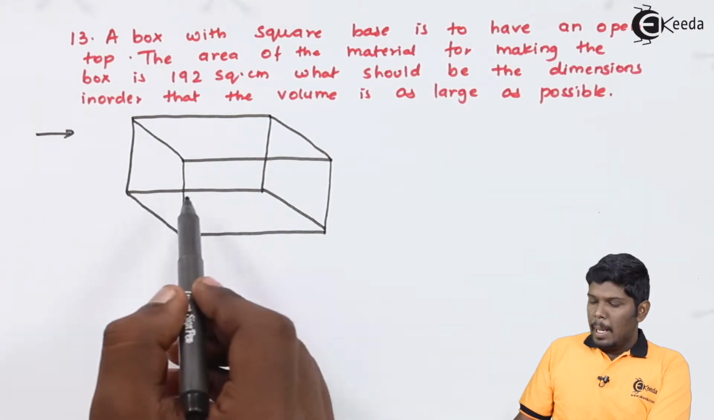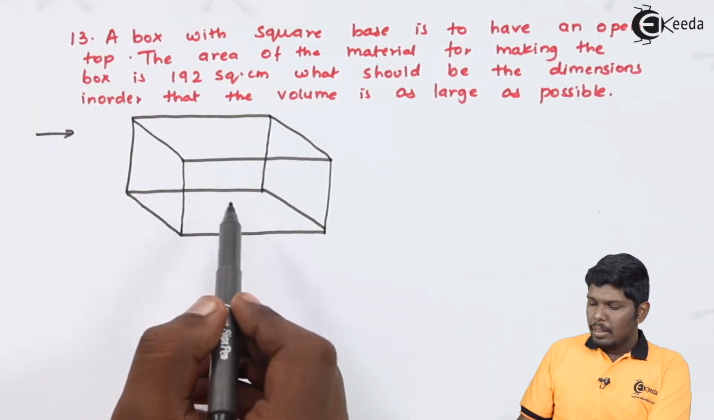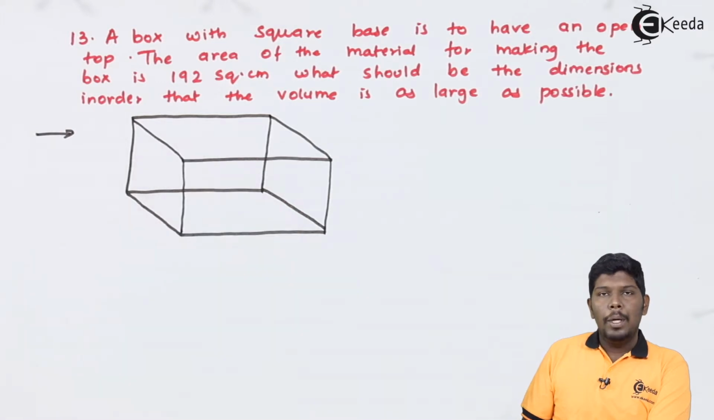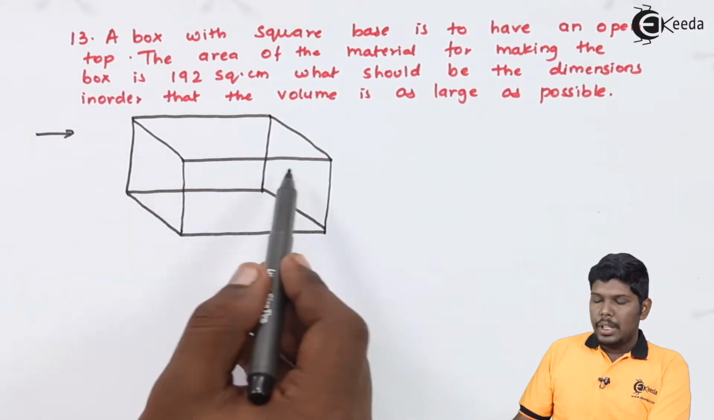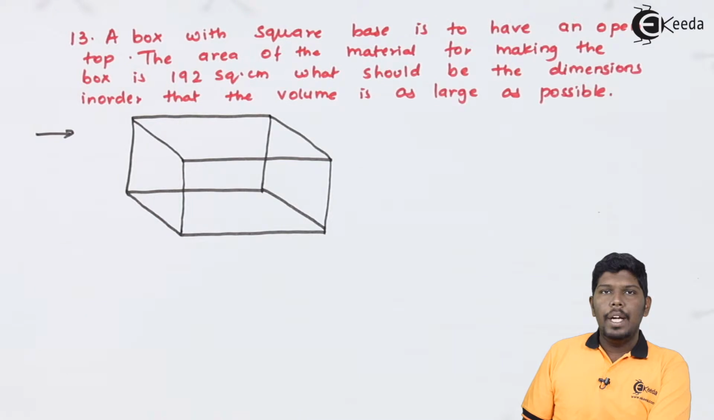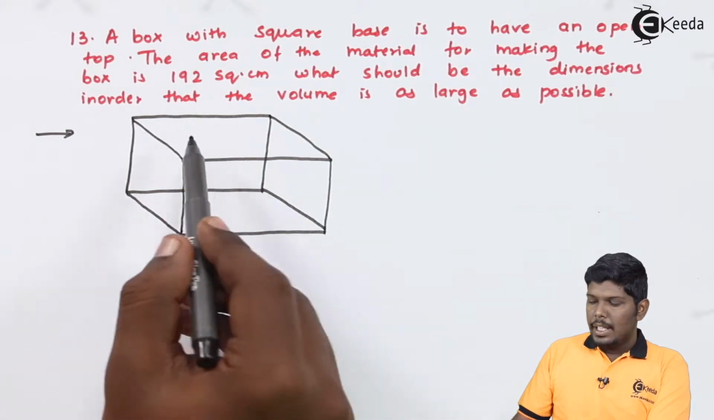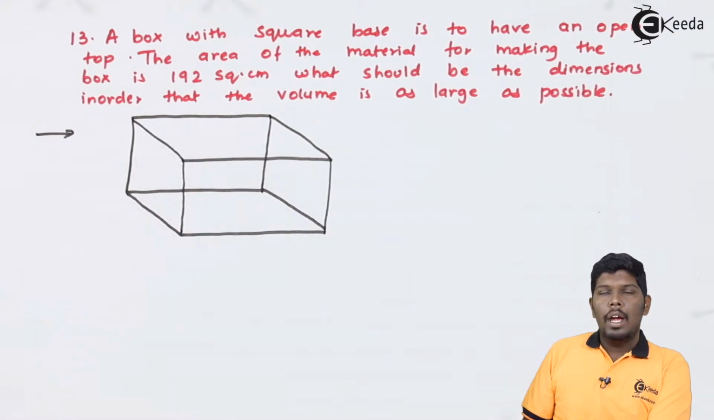That is, base will be one face. The front and the back will be two more faces, and the two sides on either side will be two different faces. Since it is open from the top, we have total 5 faces. Therefore, the area which we are going to calculate will be the area of these 5 faces.